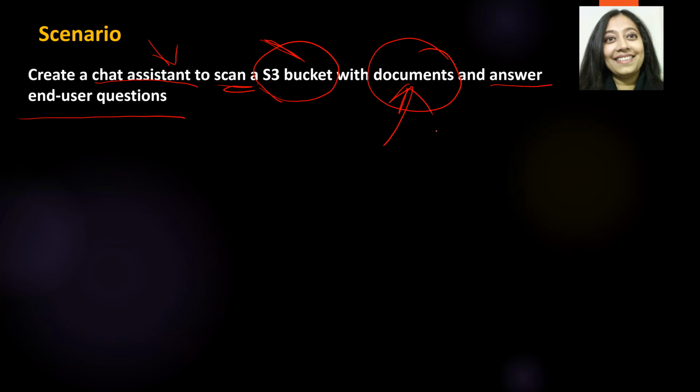And then we will ask the chat assistant some questions which are relevant to the documents that we have uploaded. And if Amazon Q is in full swing, then it should be able to answer our questions. So that's essentially the scenario for this lab.